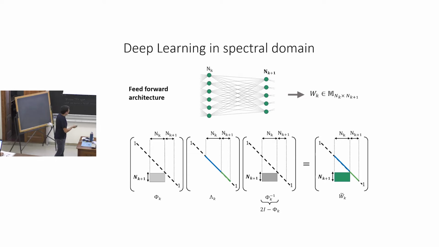So with this new formulation, it is possible to define different things. For example, it's possible to define new training strategies, or also it's possible to use the eigenvalues of this decomposition to define some ranking of the nodes and to define some pruning strategies.